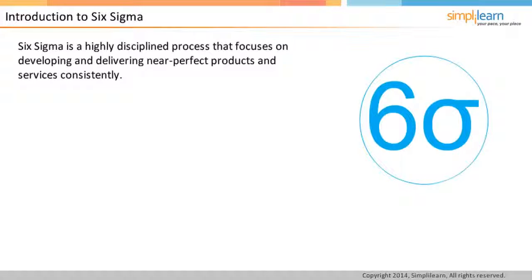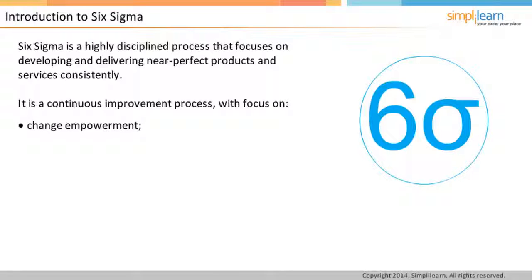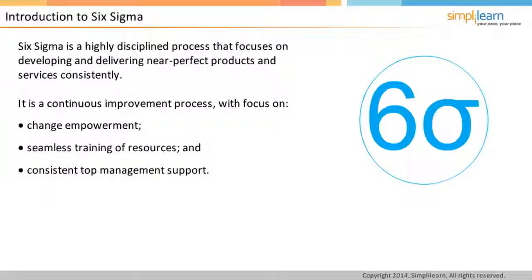Six Sigma is a highly disciplined process that focuses on delivering near-perfect products and services consistently. Its strength is that it's a continuous improvement process with an unwavering focus on change empowerment, seamless training of resources, and continuous top management support. These three are known as the pillars of Six Sigma. If Six Sigma is implemented methodically, it will give sustained results for any process.